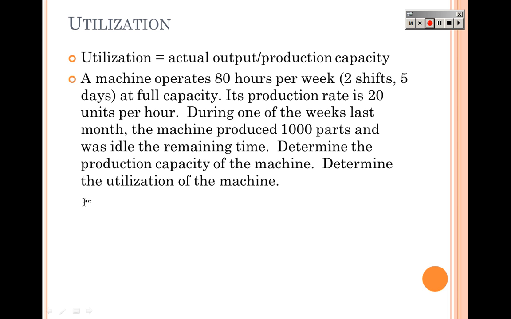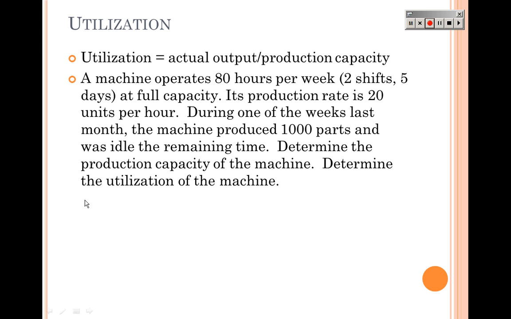So the production capacity of that machine is going to be equal to 80 hours per week times 20 units per hour. And so that's going to be 1,600, I think, but I'll just do the math to be sure. So it can make 1,600 units per week. But that week it only made 1,000.